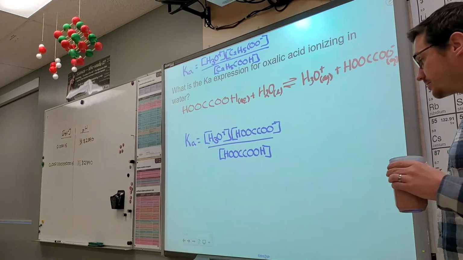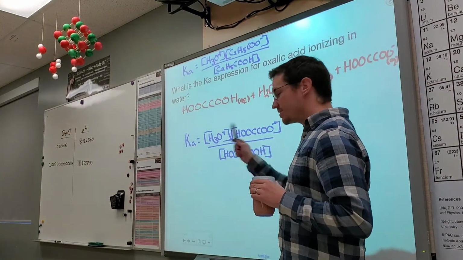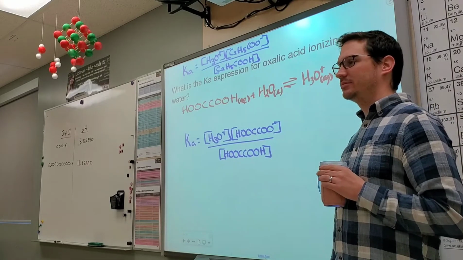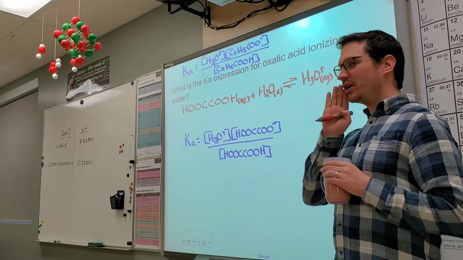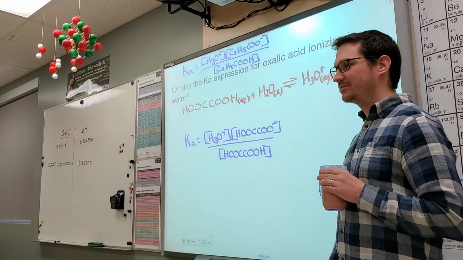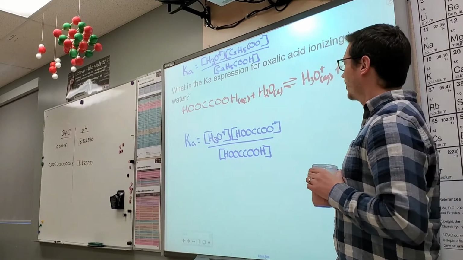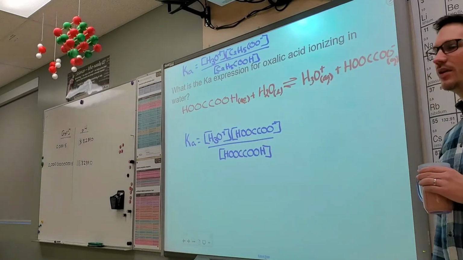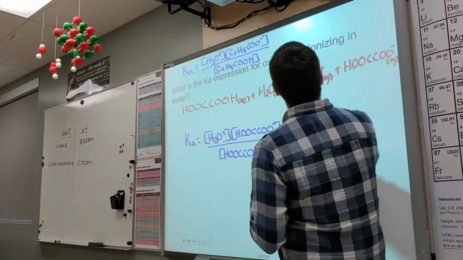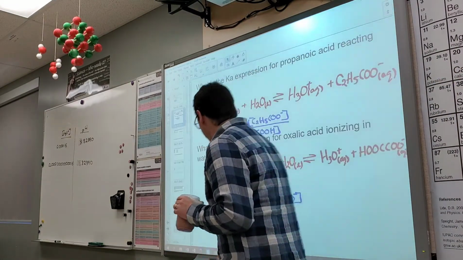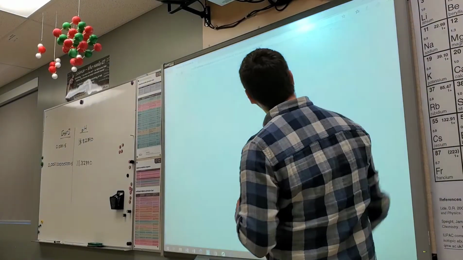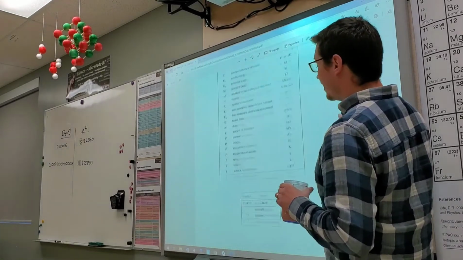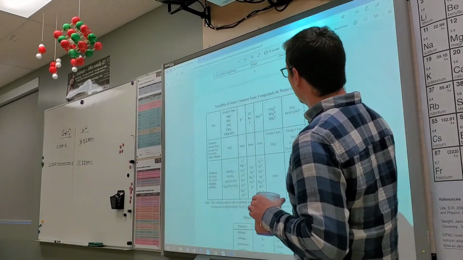I want you to tell me, is the Ka for this reaction greater than 1 or less than 1? You can look it up in your data book. Is the equilibrium constant for this particular reaction greater than 1 or is it less than 1? It's less than 1, right? It's not like significantly less than 1, but it's still less than 1.